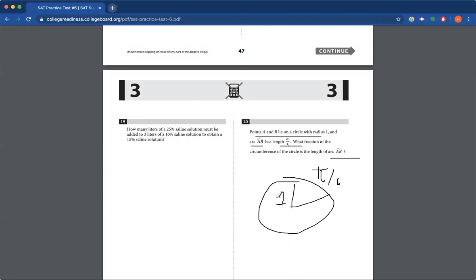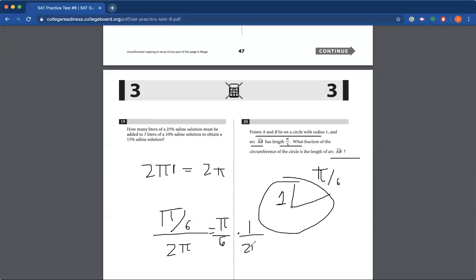Remember, if the radius is 1, using 2 pi r, the whole circumference is 2 pi. Remember, it's the partial divided by the whole. So pi over 3 divided by 2 pi equals pi over 3 multiplied by 1 over 2 pi. We have to take the reciprocal, and that's going to give our answer of 1 over 12. Woohoo, that's going to be our answer.